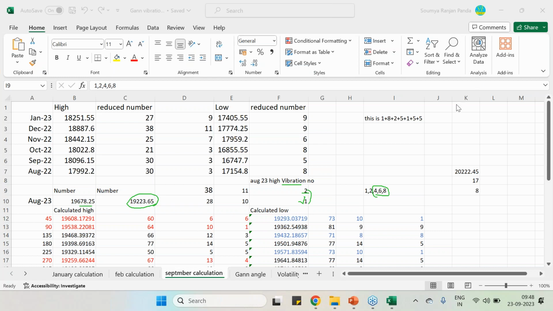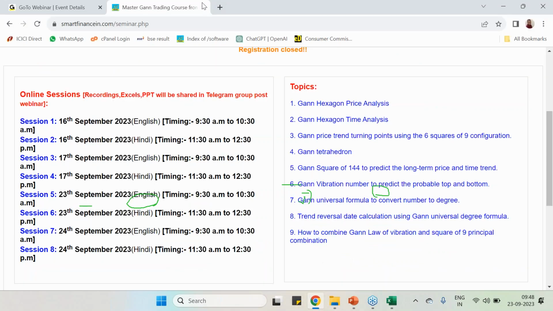So is this part clear to all of you or not? Anybody who has any query can ask me here. Bransuji: August high 19795.6. From where did you get it? Is it the future price you are talking about?